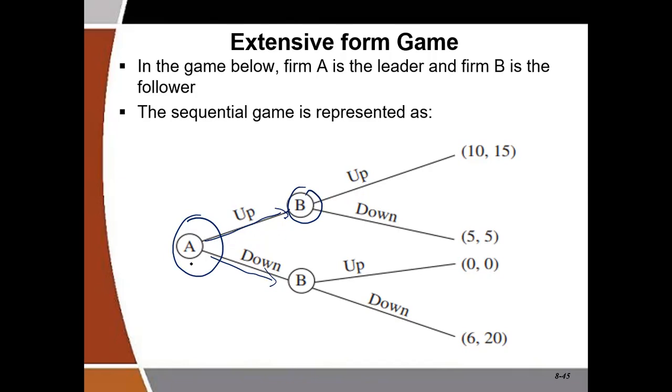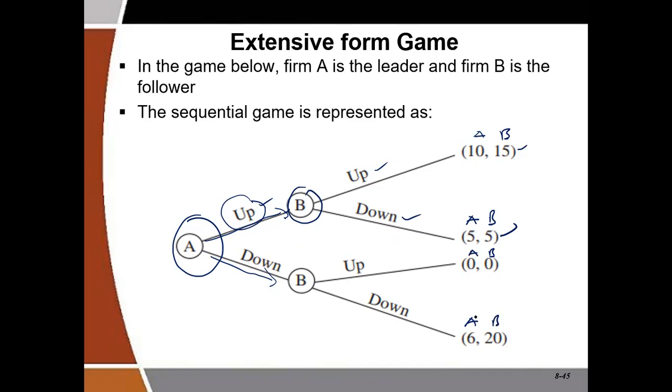So in this particular table, if firm A plays up and firm B plays up, firm A gets 10, firm B gets 15. If firm A plays up and firm B plays down, firm A gets 5, firm B gets 5. What this simply means is that given that firm A has played up and firm B plays up, this is what will happen. Given that firm A has played up and firm B plays down, this is what will happen. Also, if firm A plays down and firm B plays up, firm A will get 0, firm B will get 0. And if both of them play down, firm A gets 6 and firm B gets 20.